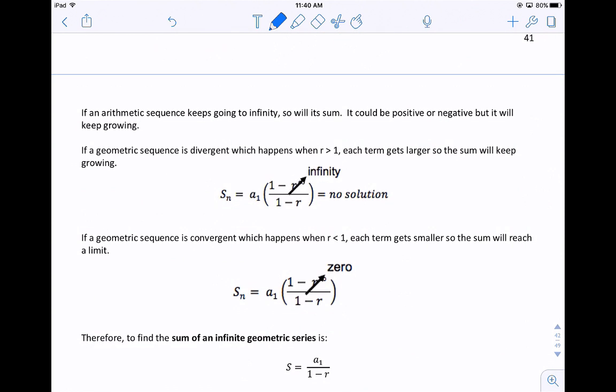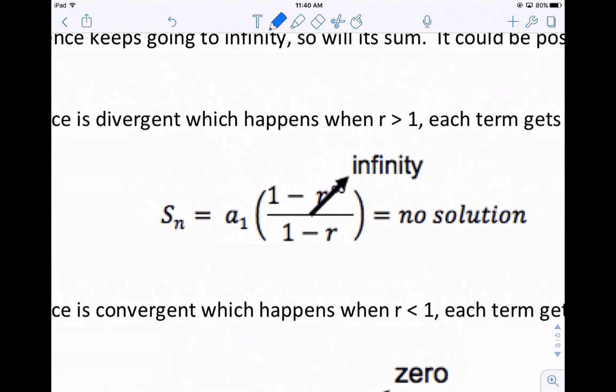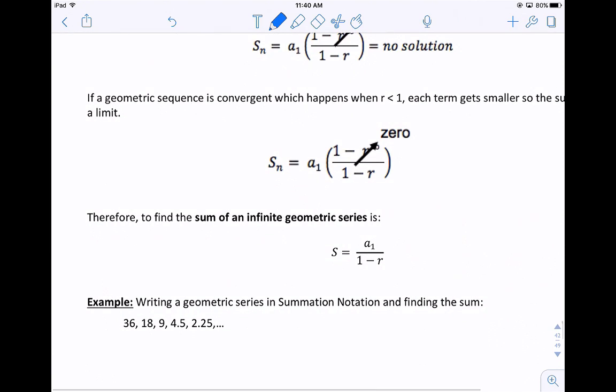All right, if a geometric sequence keeps going to infinity, like tripling every time, its sum will also keep going to infinity. It could be positive or negative, but it will keep going. So mathematically, here's what it looks like. So again, if the absolute value of the ratio is greater than 1, it will be divergent. It will not add up to anything. It will keep going. If the ratio is less than 1, it will be convergent. There will be a limit.